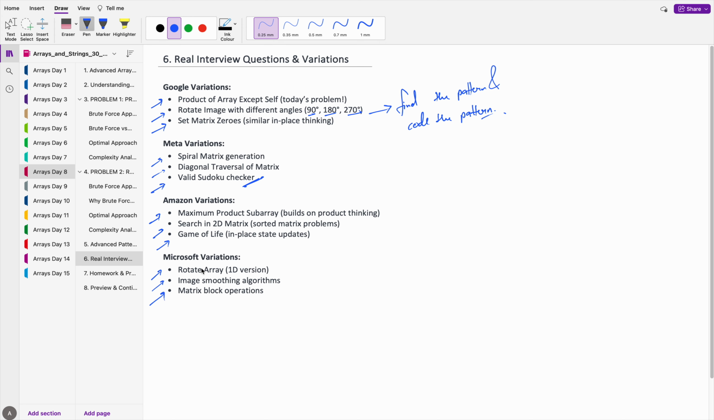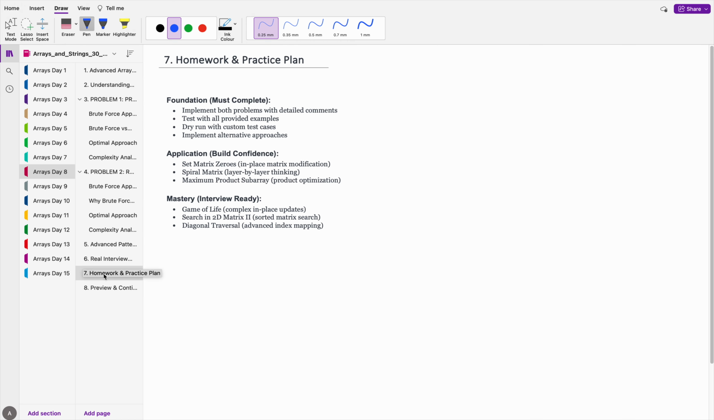So all these kinds of variations have been asked in the big tech companies for the interview. So you can probably work around it and practice on these questions. Now, homework and practice plan. So obviously to build the foundation on such concepts, you can first start with implementing both problems with detailed comments, then test with authoritative examples, try running with custom test cases, implement alternative approaches.